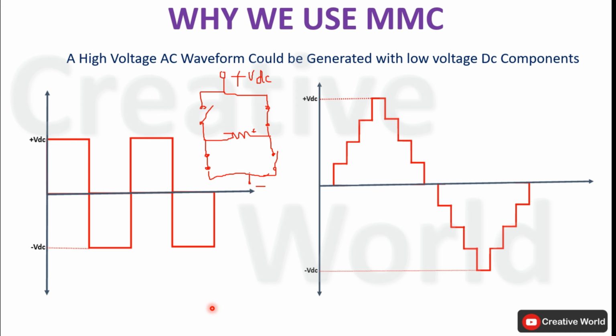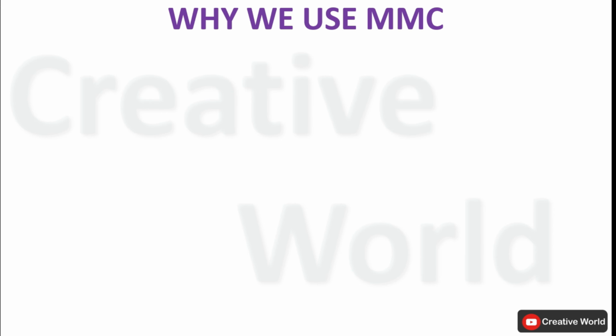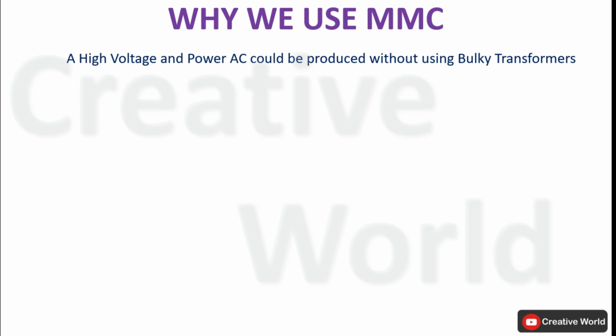Now we will move towards the third reason for using MMCs. The third reason is that high voltage and high power can be produced without using bulky transformers. As we discussed in the previous step, in conventional two-level inverters, high voltage appears across the electronic switches. This is the limitation of conventional inverters. We cannot use those inverters to generate high voltage AC.